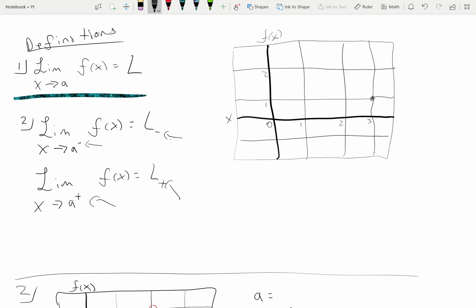But there's a condition with definition 2, and the condition is that L minus should equal L plus, meaning that these two limits have to be equal. If they are not equal, then the limit doesn't exist.